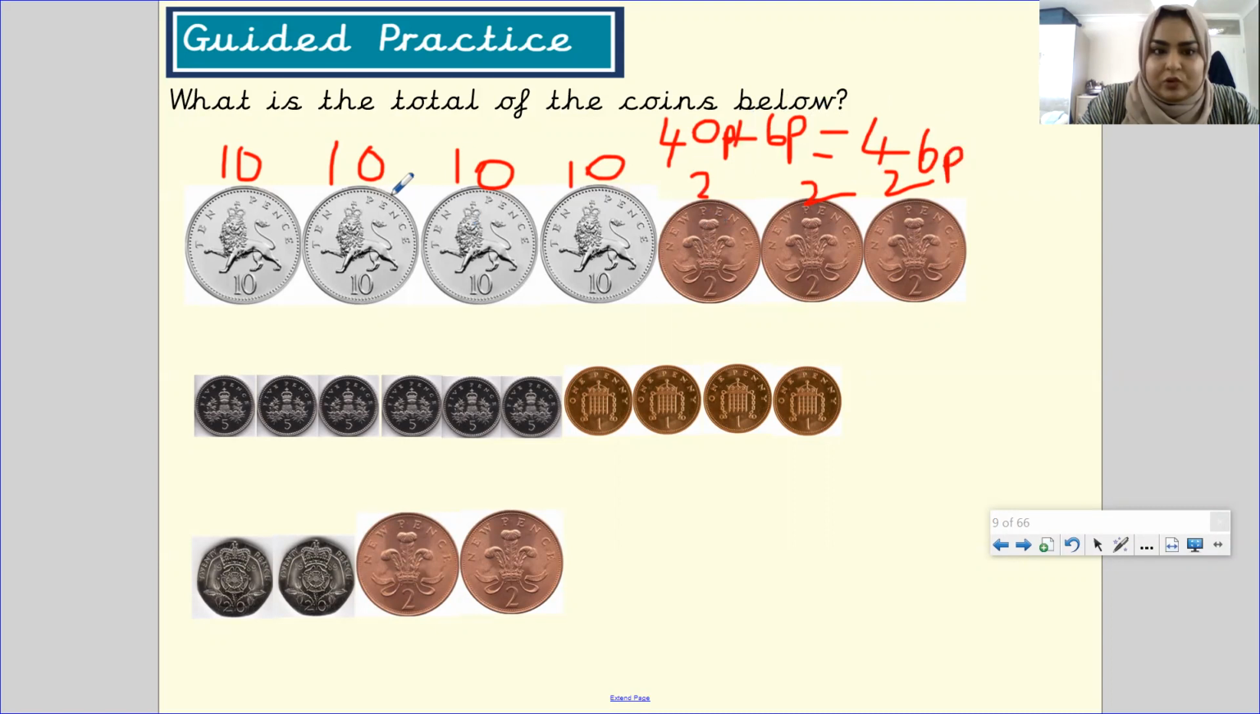Now it's very important for you to add the p's, because if you just write down 10, or 2, or 46, that doesn't mean anything to me. It could be 46 apples, it could be 46 oranges, it could be 46 teddies. But because this is pennies we are talking about, you need to write p so that I know it is pennies.